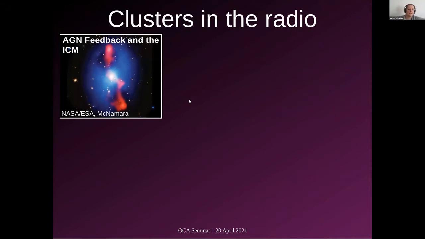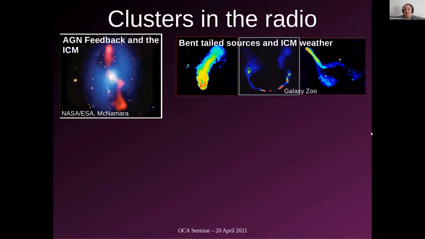itself, where you have a cyclical process of the environment being heated up by the AGN jets and stopping it from cooling and condensing, as you would expect when there is no AGN activity. Then you can also use radio galaxies to study what we call the ICM weather. You can use things called bent-tailed sources. So here we've got a narrow angle tail, a wide angle tail, and a head-tail, just a basic head-tail radio galaxy.